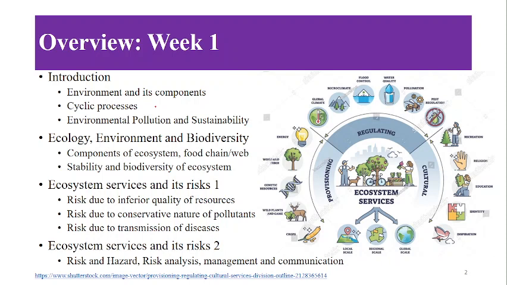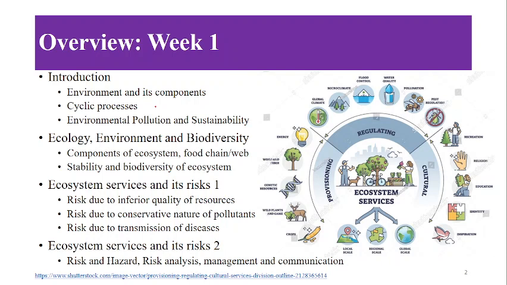So the next lecture dealt with ecology, environment, and biodiversity. The different components of an ecosystem, how they are interrelated through the food chain or food web, and the stability and biodiversity of ecosystems were discussed. Next, ecosystem services and risk, part one. In that, the risk due to inferior quality of resources and the risk due to the conservative nature of pollutants were covered, along with factors such as bioaccumulation, bioconcentration, biomagnification, and the residual transmission of diseases.